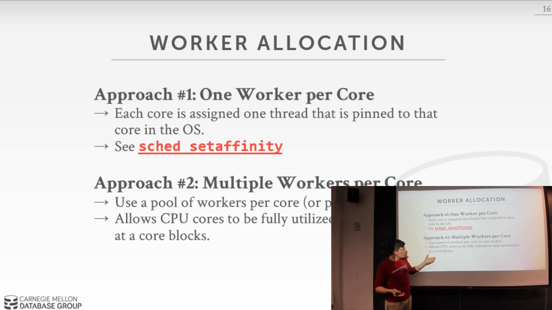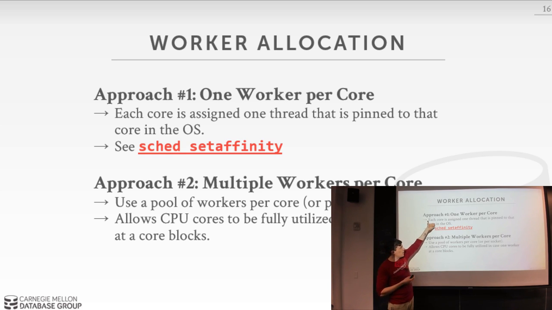The advantage is that if your worker gets blocked because of network I/O or disk I/O, then rather than no other thread being able to use that core, because you'd be the only one pinned to it, you allow some other thread to do some other useful task. The OS can schedule it, rather than just having that core sit idle. So the HANA guys are going to claim that this is the better approach when you have a large number of sockets with a large number of cores, and you want to support mixed workloads.